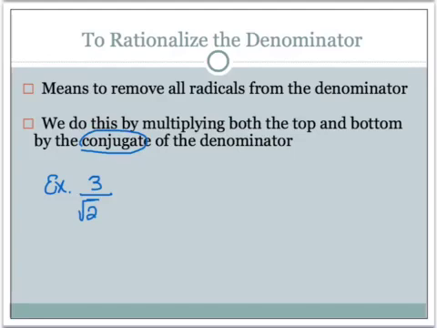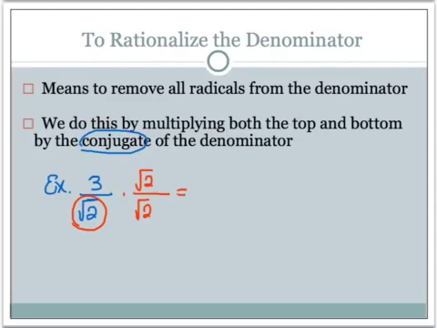Now, the conjugate of the square root of 2 is really the opposite of the square root of 2. But since my denominator is just a monomial, a single term, and I'm not adding or subtracting anything to it, I can simplify that by just multiplying by the square root of 2 itself. And I have to do it to both the numerator and the denominator.